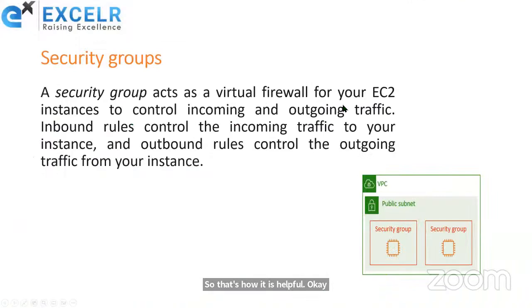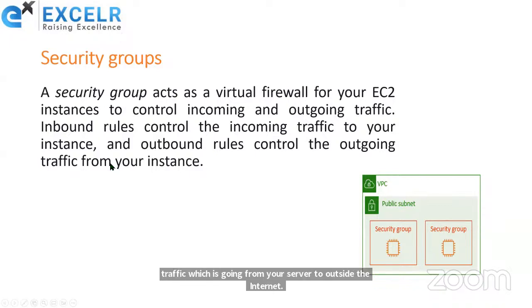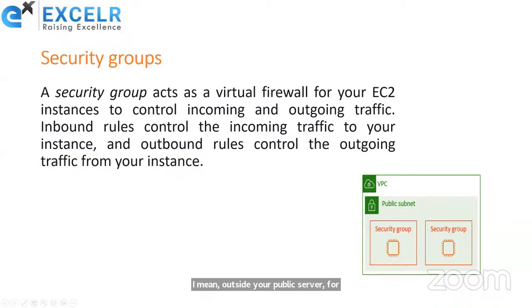So a security group acts as a virtual firewall for your EC2 instances to control incoming and outgoing traffic. Inbound rules control the incoming traffic to your instances, and outbound rules control the outgoing traffic from your instance. Inbound rules mean the traffic which is coming from over the internet. An outbound rule is nothing but whatever traffic is going from your server to outside, over the internet. Okay, this is about the security groups.